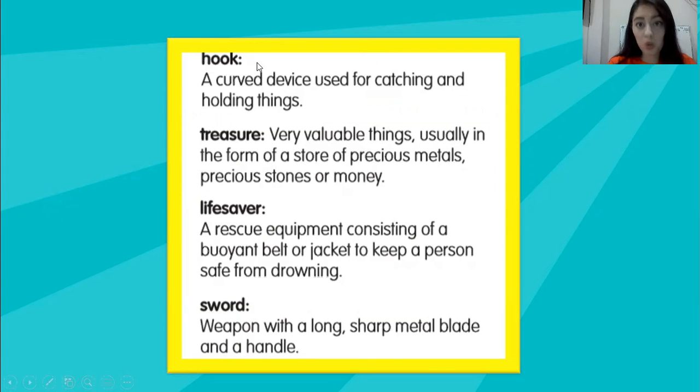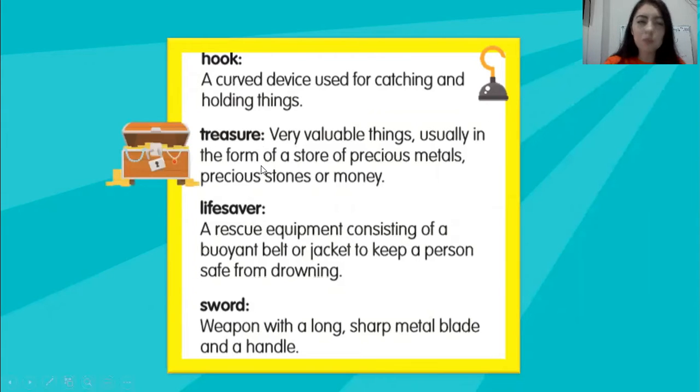For example, we have hook. Hook is a curved device used for catching and holding things. This is a hook, okay? So next one, we have a treasure, okay? That is the valuable things, usually in the form of a sword or precious metals, precious stones or money, okay? That is the treasure.